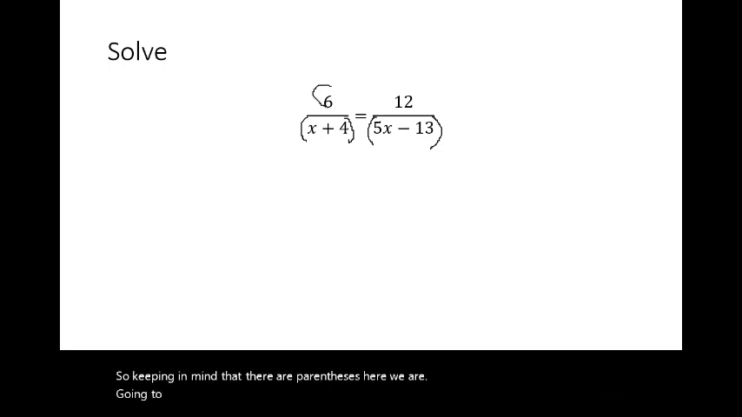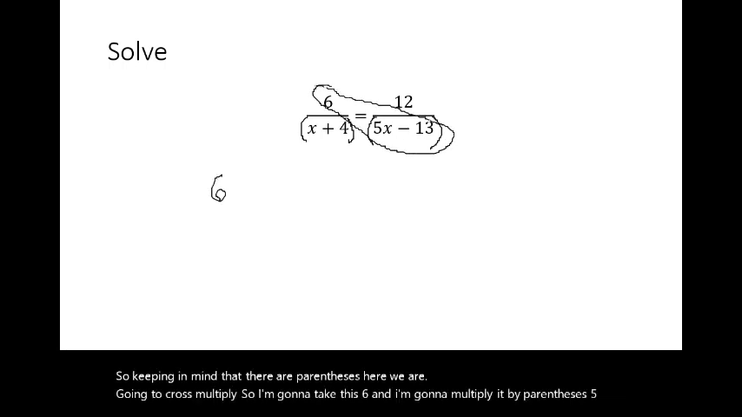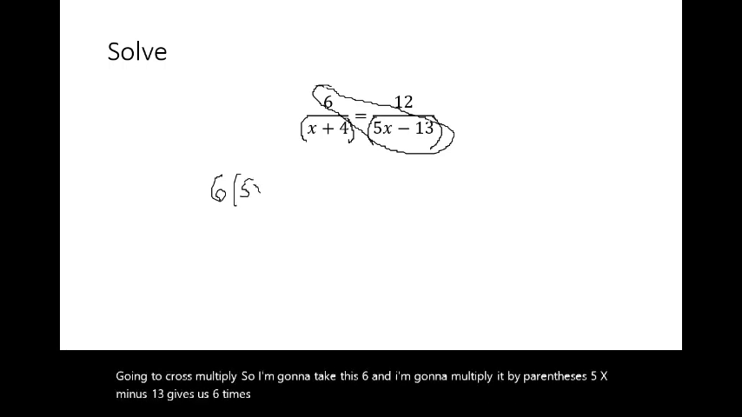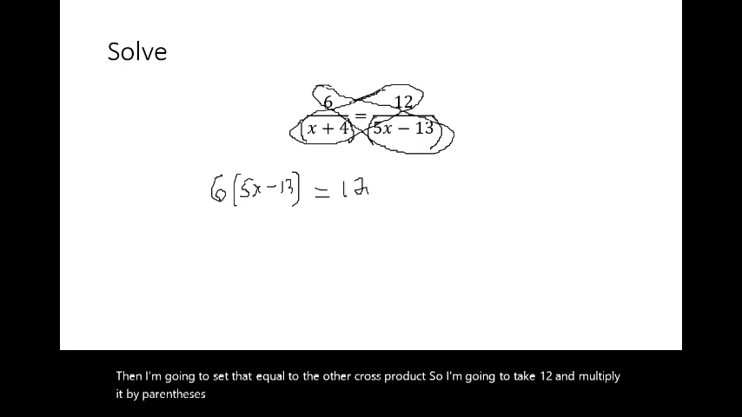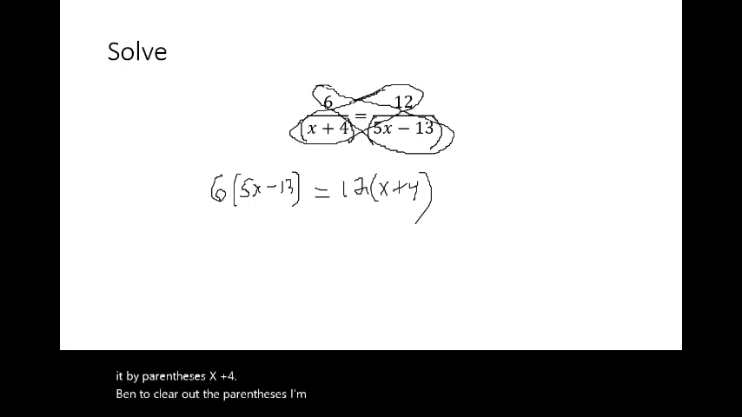So, keeping in mind that there are parentheses here, we are going to cross multiply. I'm going to take this 6 and multiply it by (5x - 13), which gives us 6 times (5x - 13). Then I'm going to set that equal to the other cross product, so I'm going to take 12 and multiply it by (x + 4). Then, to clear out the parentheses, I'm going to distribute, so I'm going to do some distribution on the left and some distribution on the right.